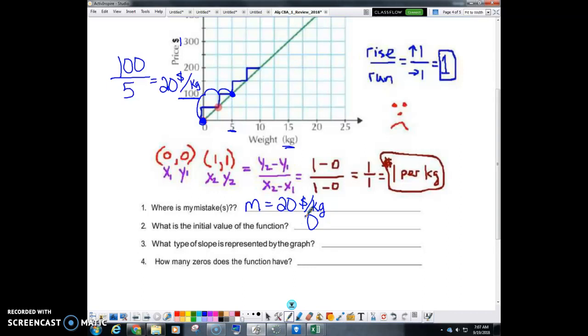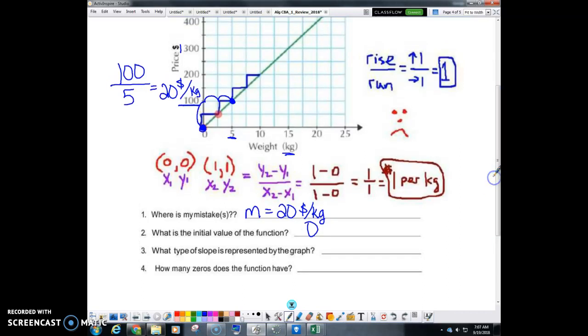Alright, what type of slope is represented by the graph? Okay, so there's 4 kinds of slopes, right? So there's a positive slope, there's a negative slope, there's a 0 slope, there's undefined. Well, that one looks more like this one, which is my positive slope. That means it's going up. The price is going up when the weight increases.